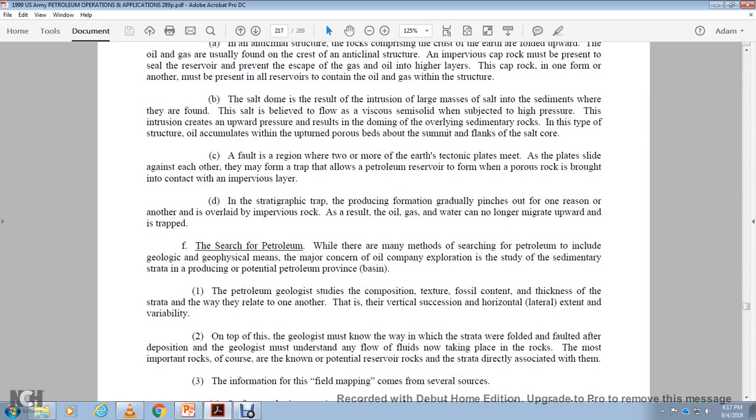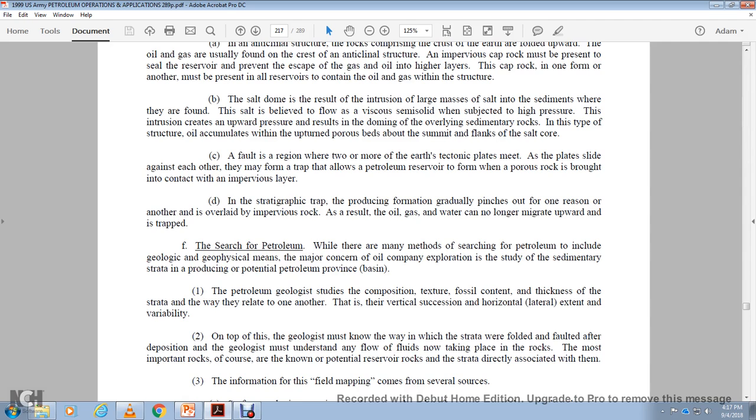Searching for petroleum. The methods of searching for petroleum include geological and geophysical methods. The major concern of the oil company is the exploration and study of sedimentary strata with the potential to produce petroleum, in a petroleum province or basin. The petroleum geologists study the composition, texture, volume, and thickness of the strata.